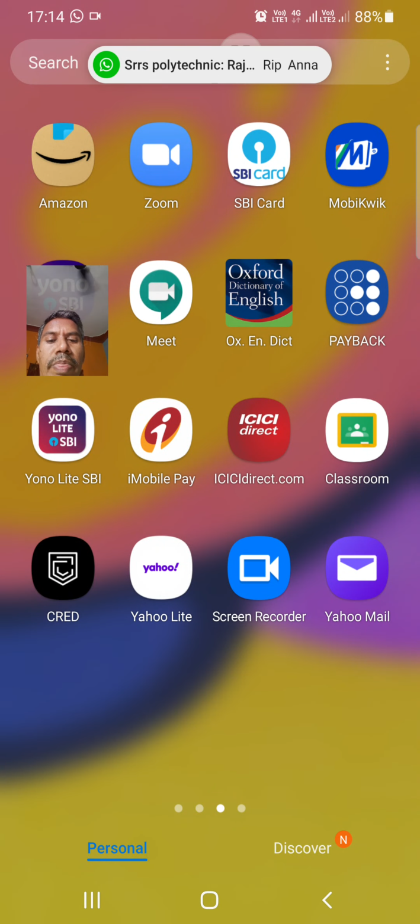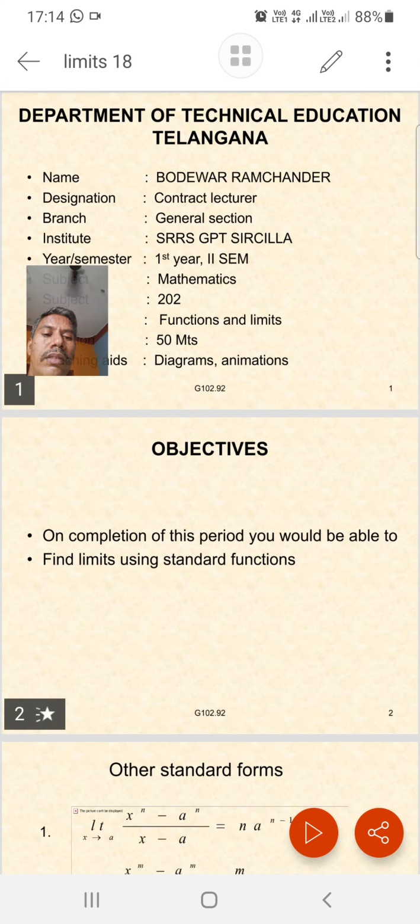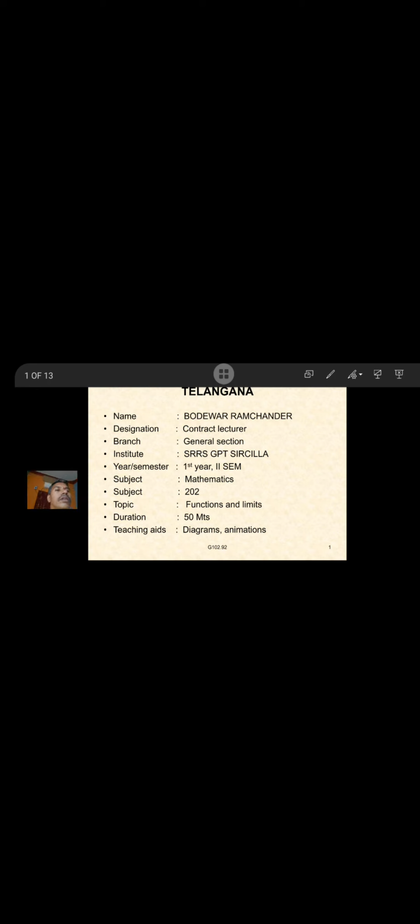Dear students, in the previous class we discussed limits and their properties, formulas, and rules. Today we will learn some more details and do some problems on limits.